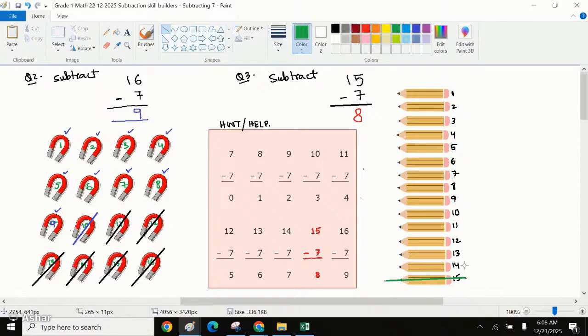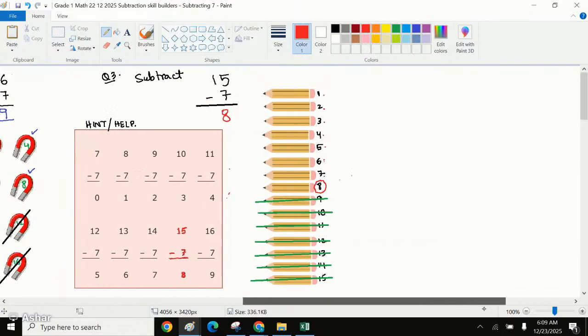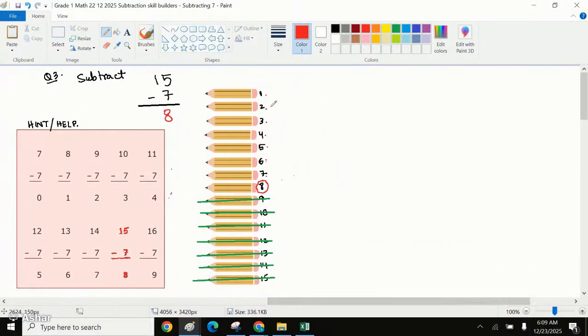We remove 1 pencil, we remove 2, 3, 4, 5, 6, and 7, right? If we remove 7 pencils, we can still see what our answer is. We count them 1, 2, 3, 4, 5, 6, 7, and we are left with 8 pencils. And that is our answer over here. 8 is our answer. Agreed? This answer would be 15 minus 7 is 8. Good job.